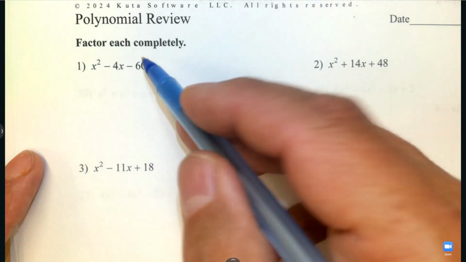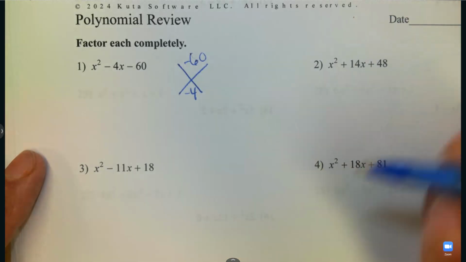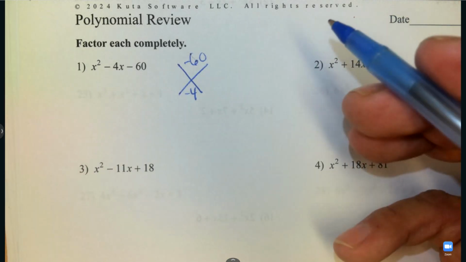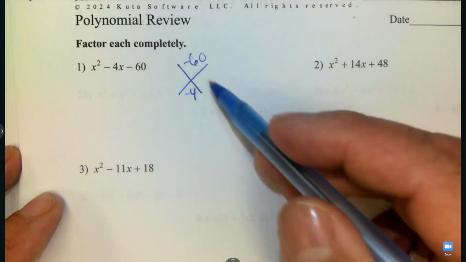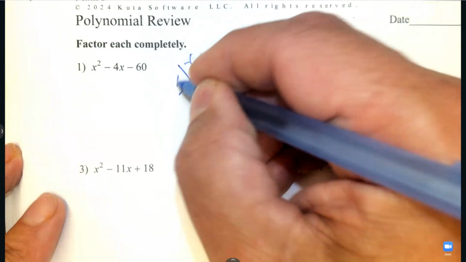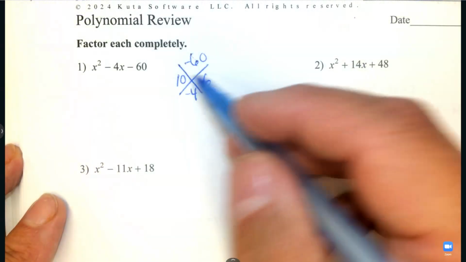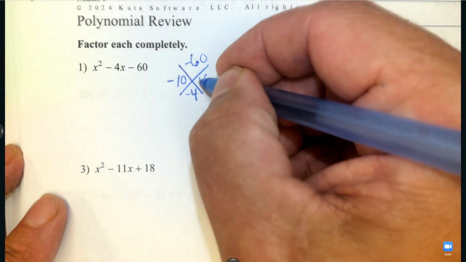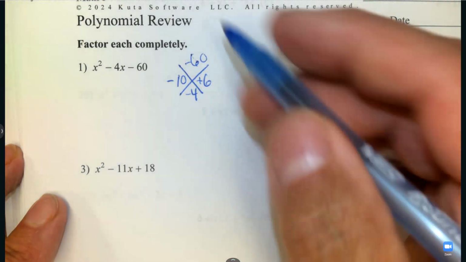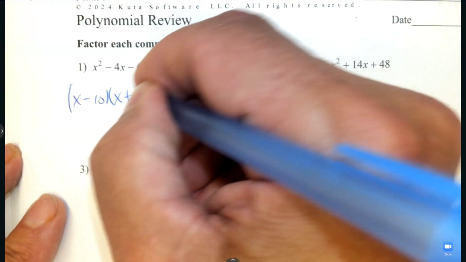So these are basic trinomials. The last number goes on top, the middle number goes in the bottom, and then you have to know your times tables, right? Two numbers that multiply to 60, and I can make -4. So those two numbers are 10 times 6. In order to make -4, the bigger number needs to be negative and the smaller number needs to be positive, and then it fits. And the two factors are x minus 10 and x plus 6.